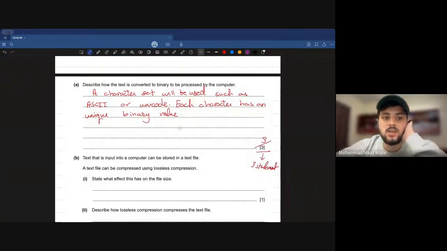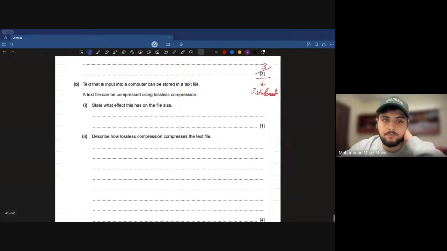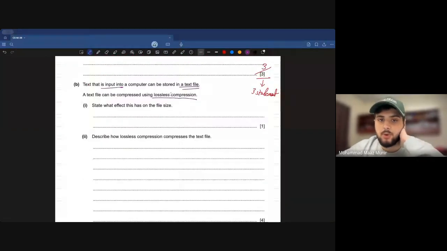Now it says in question part B that text, that is basically an input to the computer, can be stored in a text file, and that the text file can be compressed using lossless compression, the one which we studied last night, right? So now it says, state what effect does this have on the file size. So we basically need to tell what effect compression will have on the file size. We are all well aware that when we do compression, it reduces the file size. So, reduces the file size, and you're just going to get the mark for writing this one statement.